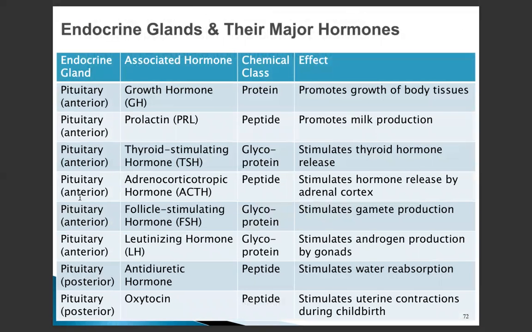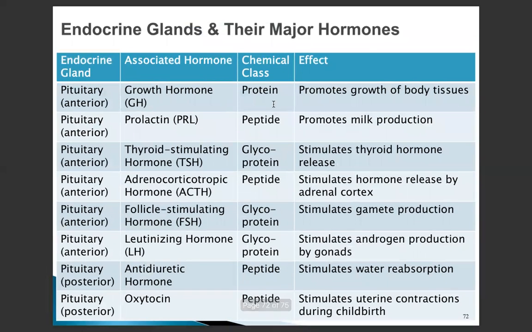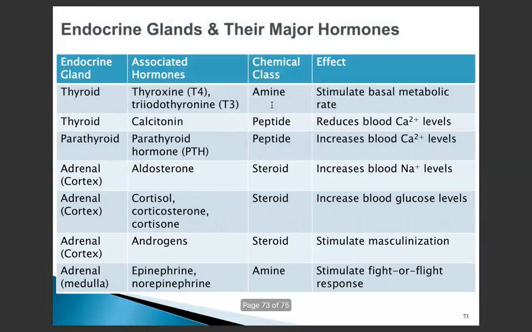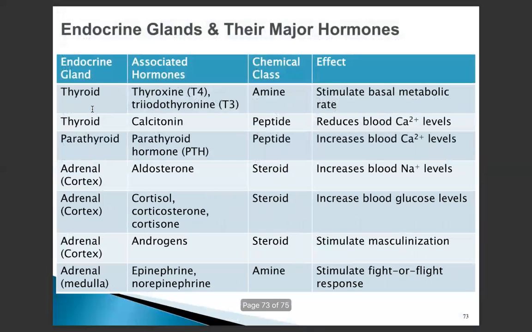So right here is a grid of the endocrine glands and their major hormones. As you see, their chemical classes are protein, peptide, glycoprotein, amine, and steroid, with more amine, protein, and steroid. So basically everything shows the glands, the associated hormones, their chemical class, and their effects on the body.